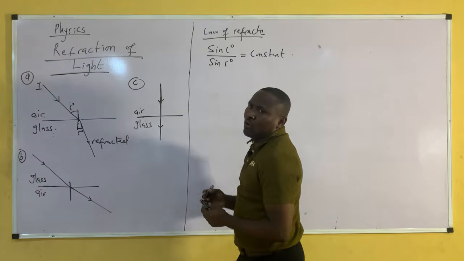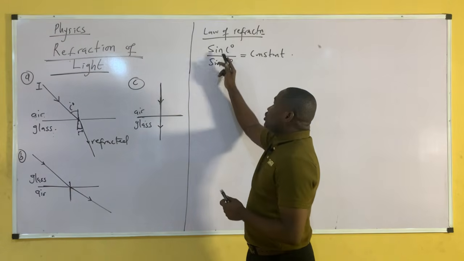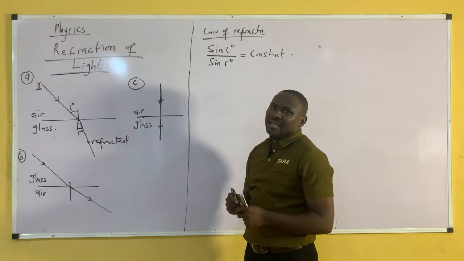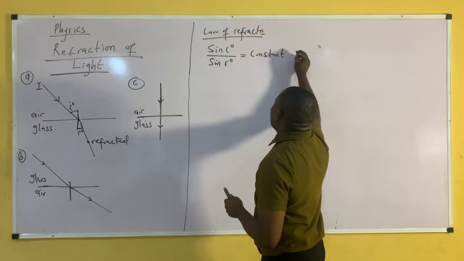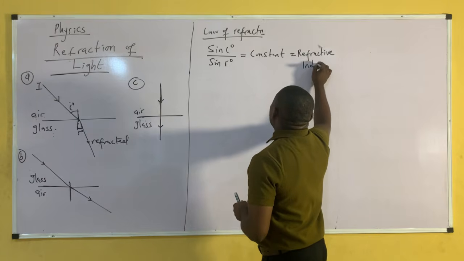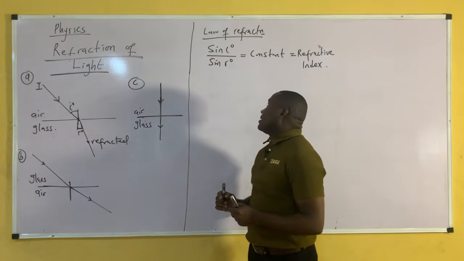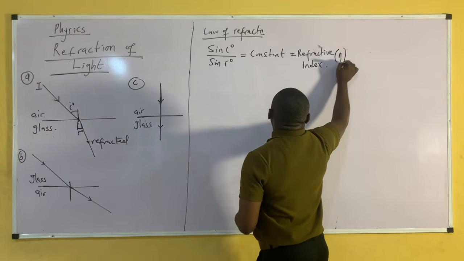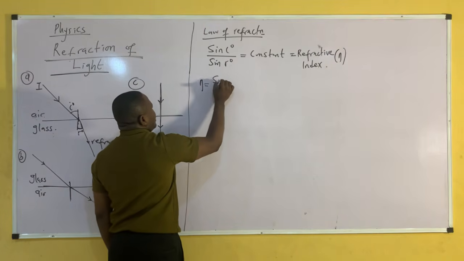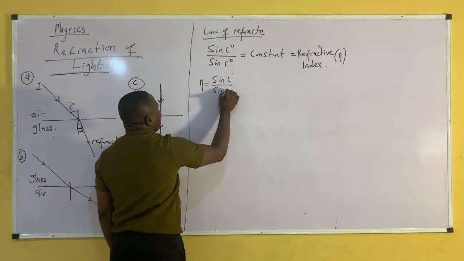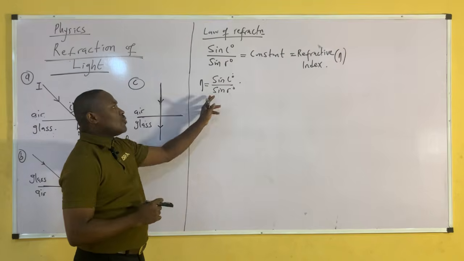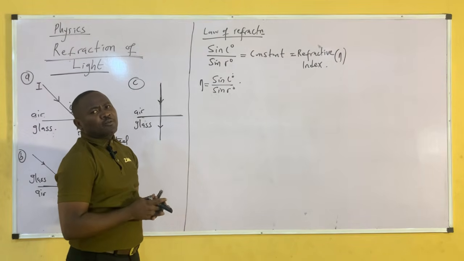The ratio of the sine of the incident angle to the sine of the refracted angle is equal to a constant, and this constant is called the refractive index. That's what is called refractive index. So I can say that refractive index is equal to sine of the incident angle over sine of the refracted angle. Take note of this. Now, it's not only this formula we can use to calculate the refractive index.